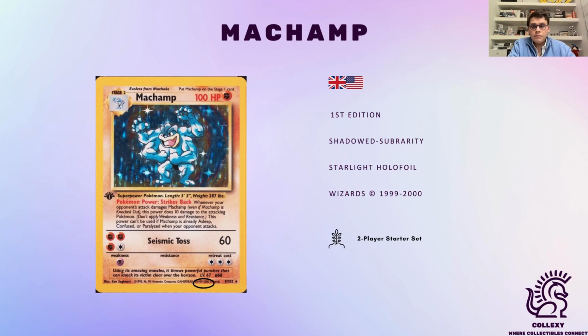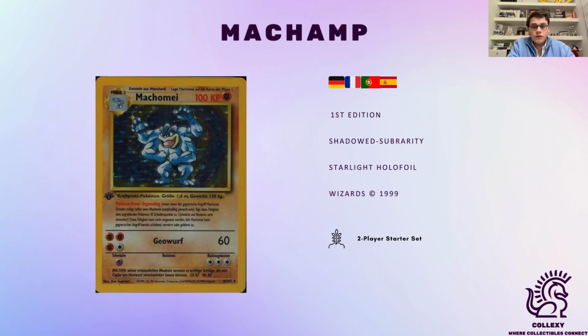This variation is also a slight variation compared to the rest of them. This is also a first edition English card with Starlight Holofoil, but this is part of the fourth print run. So this comes in two-player starter sets that were printed during the fourth print run. You can see this through the Wizards of the Coast copyright years of 1999 to 2000.